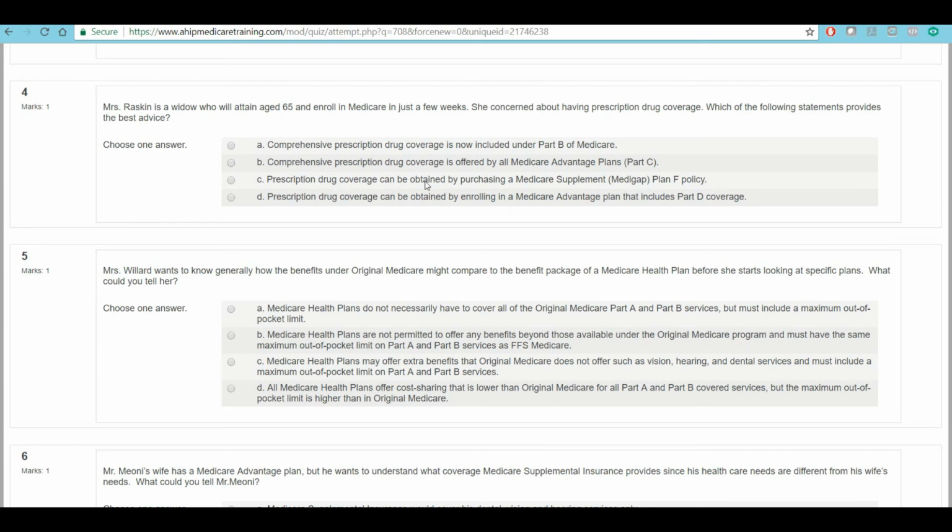Prescription drug coverage can be obtained by purchasing a Medicare Supplement, a Medigap F policy. No, that's only buying a Medicare Supplement. The Part D is not included. That's a separate cost. Prescription drug coverage can be obtained by enrolling in a Medicare Advantage plan that includes Part D coverage, and that is correct.